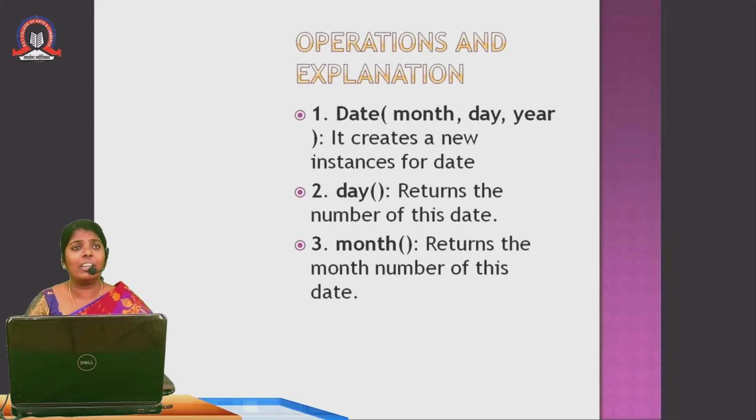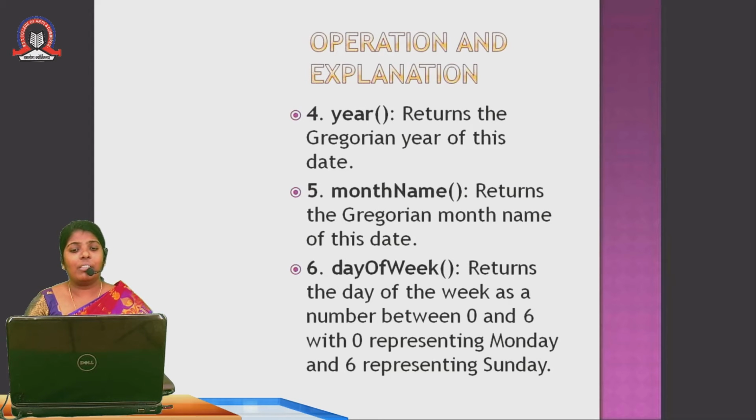It will return the month number of this date. Then year: it will return the year of this date, for example, this year is 2021. Month name returns the month name of this date, so it will write the month, for example January.